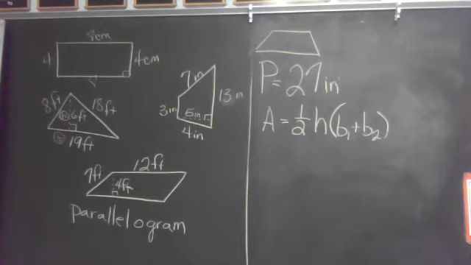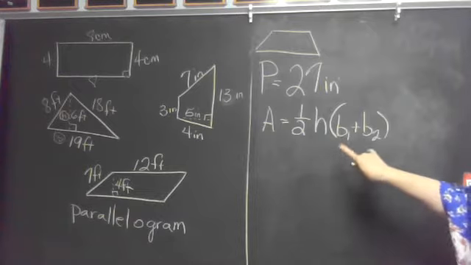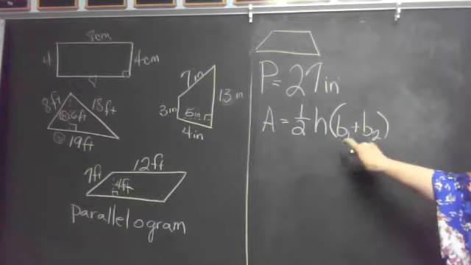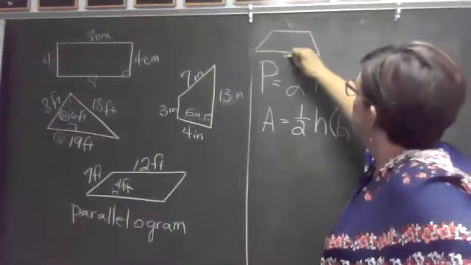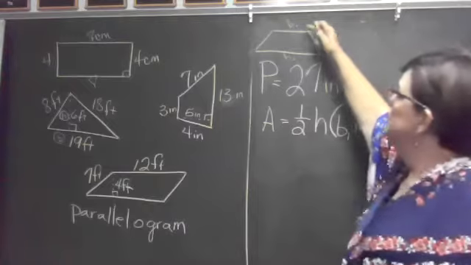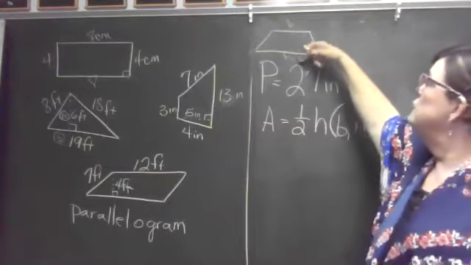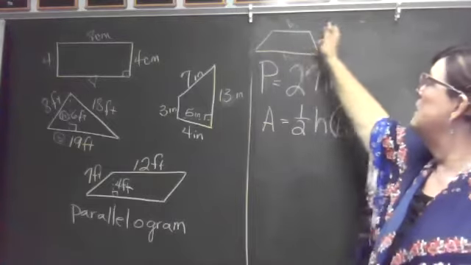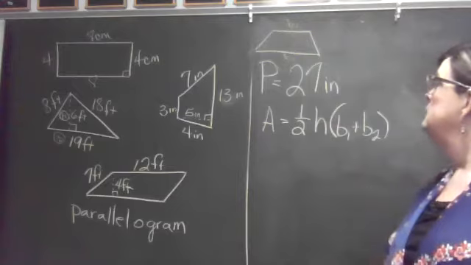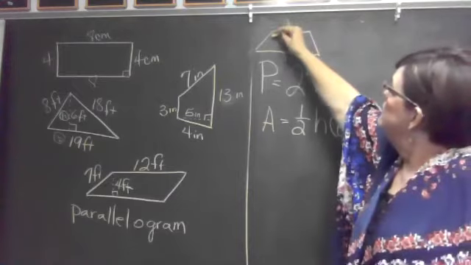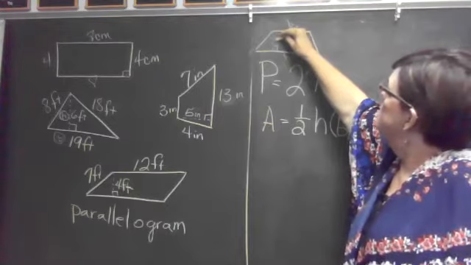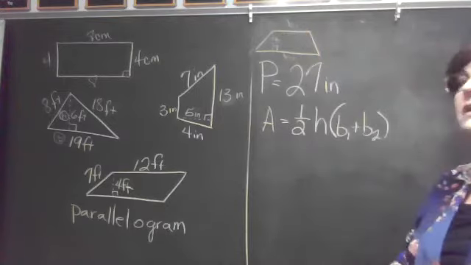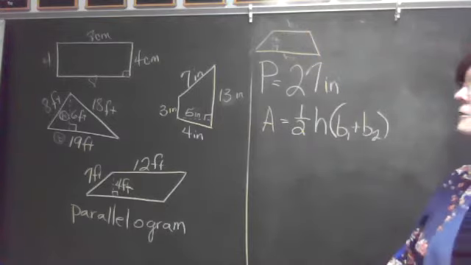All right, on a trapezoid, notice that we have two bases. These are the parallel bases, which doesn't matter which one's base 1 and which one's base 2, but you have to be very careful that you use the numbers that are on the parallel sides. Those are the bases. And then the height, again, has to be perpendicular to the base. The height has to be perpendicular to the base.